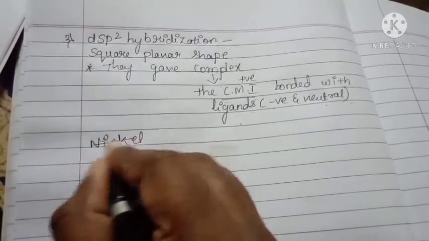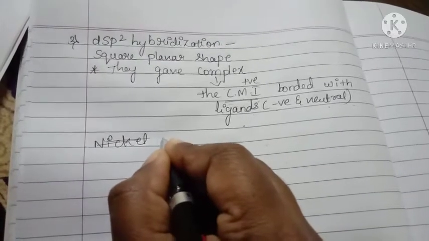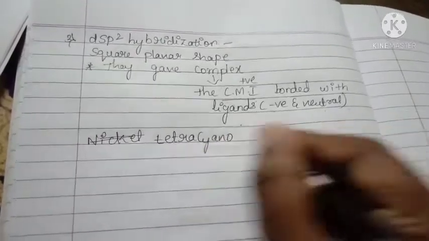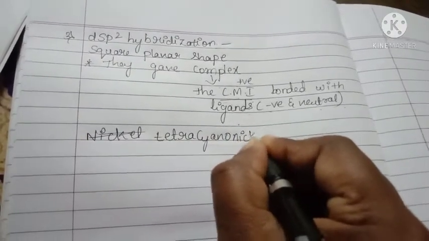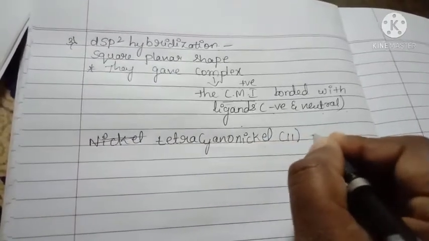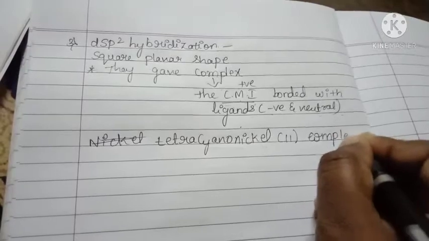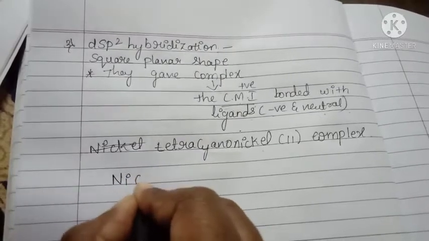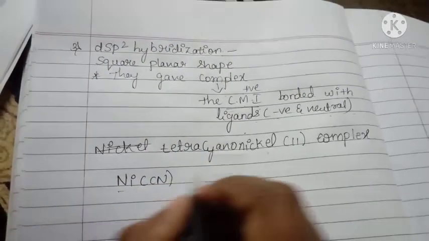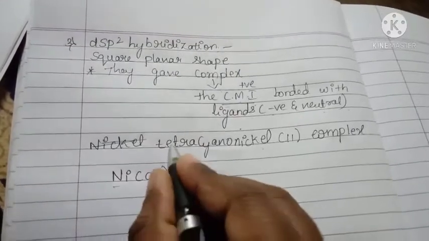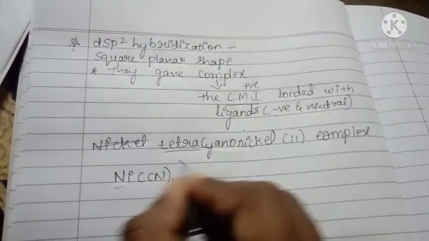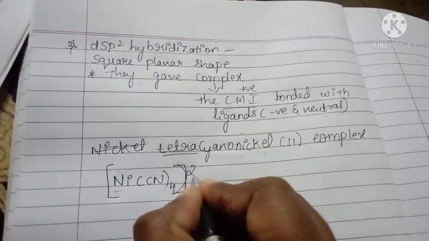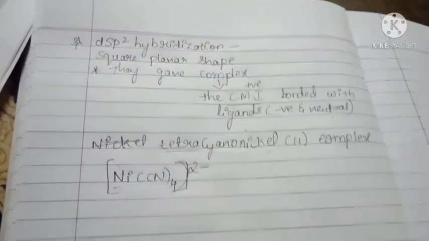Here they are giving nickel. First we have to name the ligand: tetracyanonickel(II) complex. The formula is Ni CN. Nickel means Ni, cyano means CN. How many cyano are there? 4. And this coordination compound should be written in square brackets with 2 minus. Okay, this is the complex.